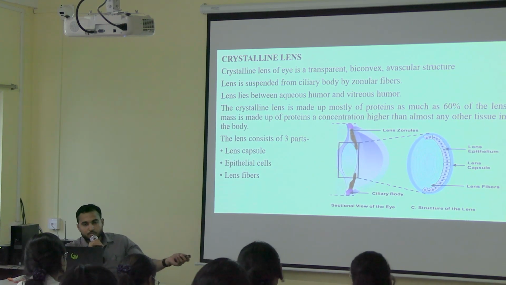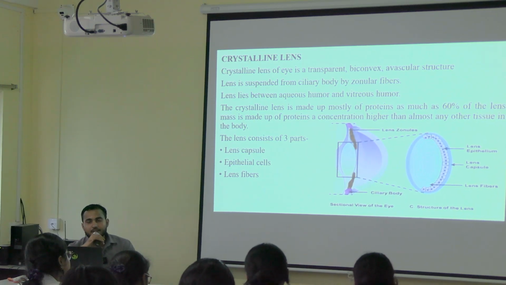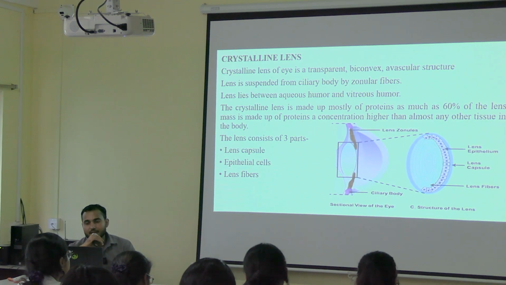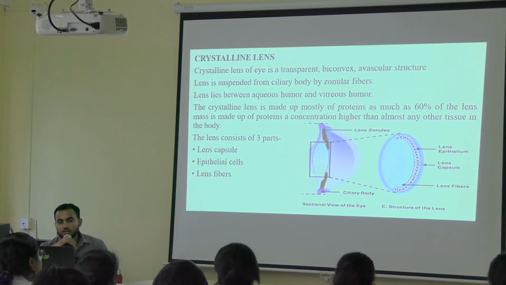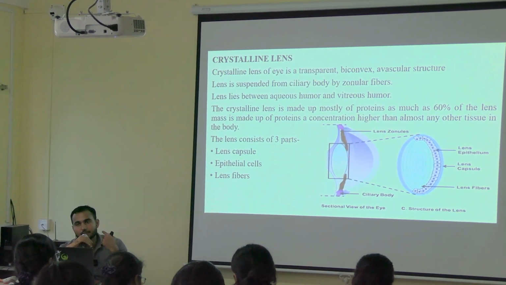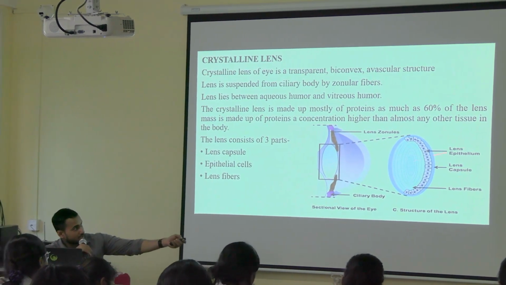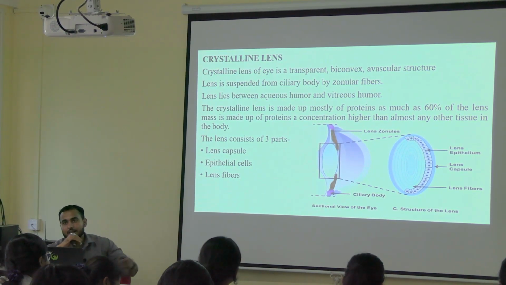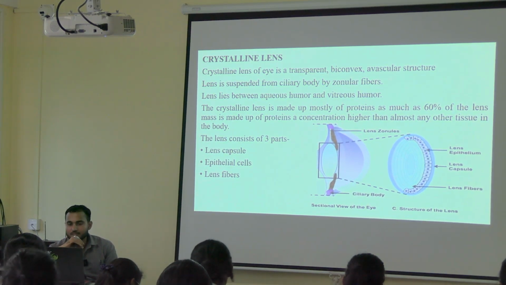Okay. I hope you can see the diagram of the lens. Okay. So crystalline lens, first of all, it is transparent, biconvex, and avascular structure. It has to be transparent because light will pass through the lens. Next, it is biconvex, as you can see the shape of the lens, and it is avascular in nature. That means it doesn't have direct blood supply.